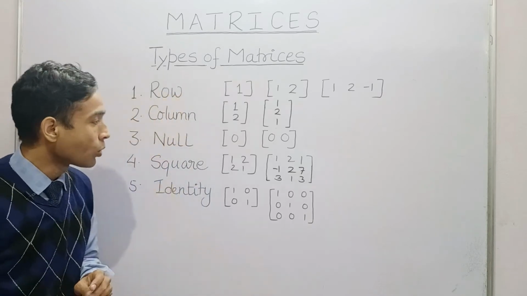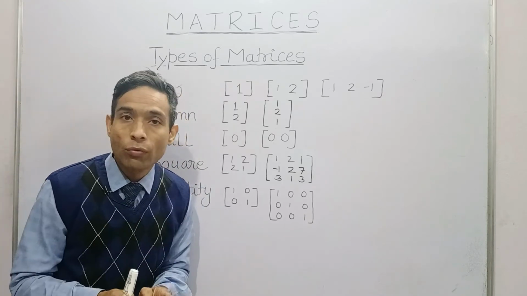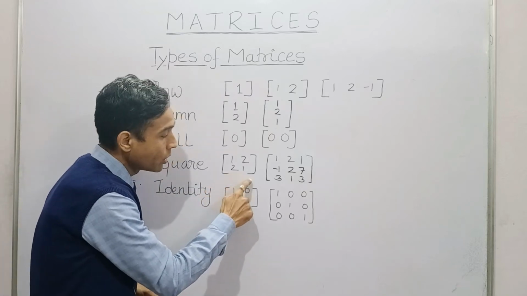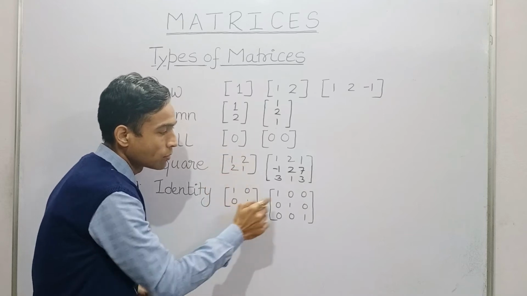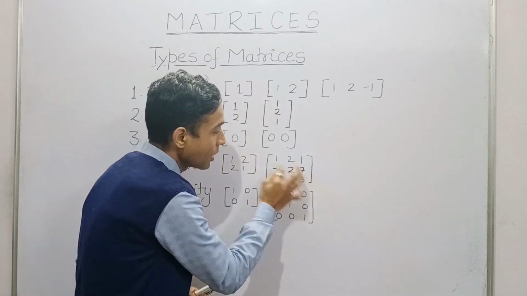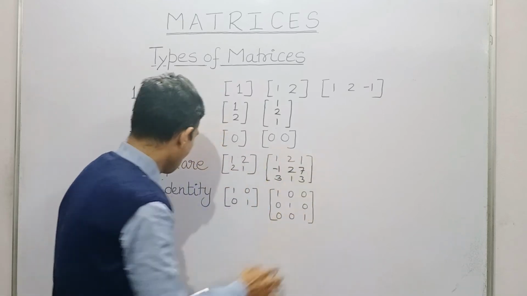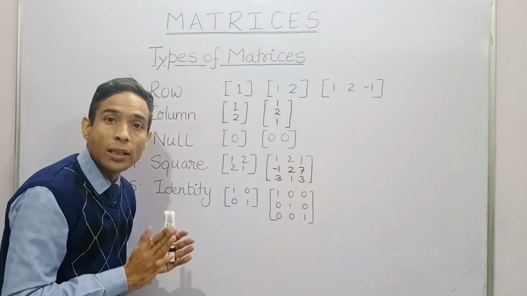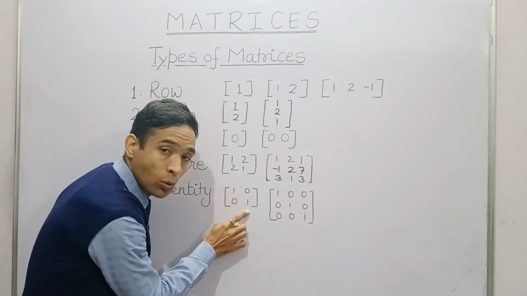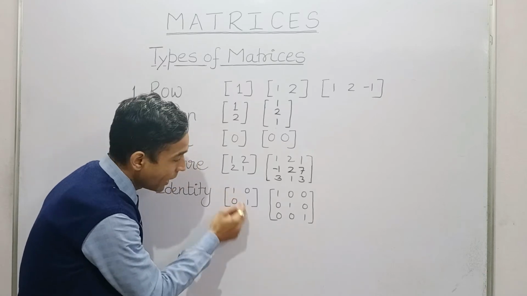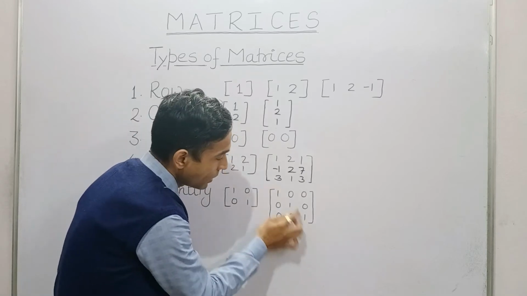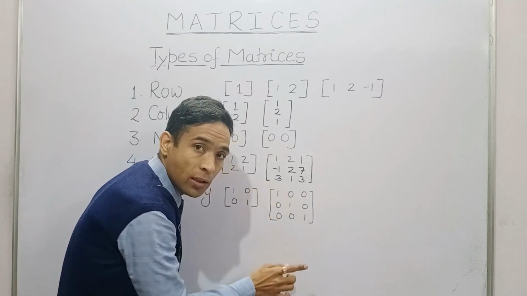The fourth one is square matrix, which has the number of rows equal to number of columns. Here this one is of 2 order, 2 by 2, 2 rows, 2 columns. This is of 3 order, 3 by 3, 3 rows, 3 columns. The fifth one is identity matrix, which is also a square matrix but contains the element in the diagonal only. This is of 2 order and the element is only 1. This is of 3 order, the elements are in diagonal and it is 1.